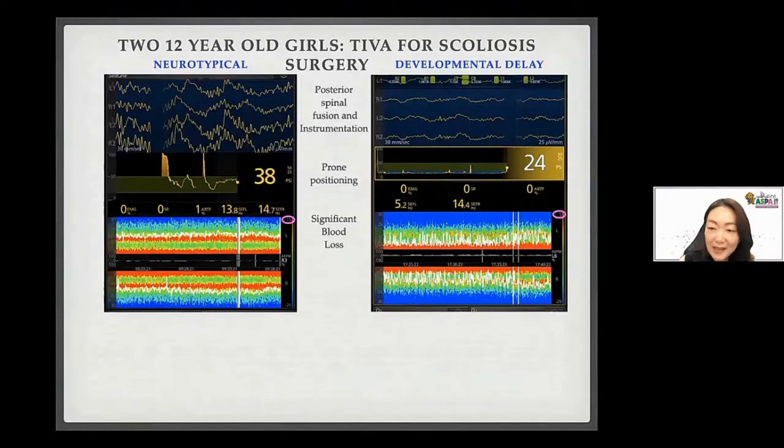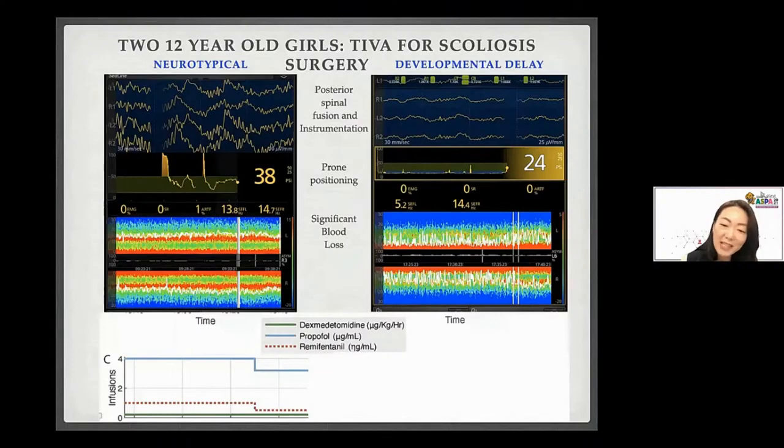As you can see, the scale is turned all the way down to 5, and despite that, it looks a lot more blue and green compared to the child on the left, who actually has a higher scale, right? But despite that, it's showing that the power is lower with the child with neurodevelopmental delay. And spectral edge frequency was much lower as well, as is the patient state index, showing that this patient on the right is deeper compared to the patient on the left. Well, how much anesthetic were they on?